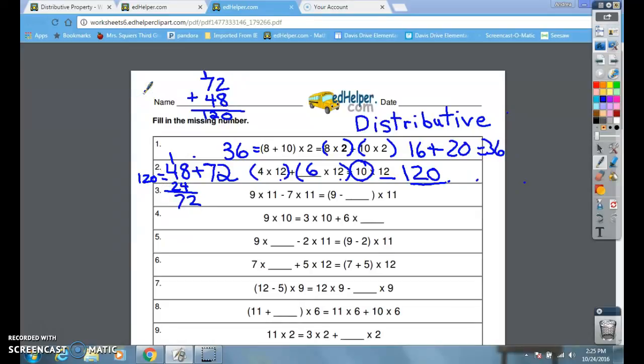So distributive property to me is the most difficult property to understand. But just take your time. Think, how can I break a number apart and then put it in parentheses and multiply it by the other number? Don't worry if you don't understand this. Do what you can. Don't get frustrated with it. Just bring the paper in tomorrow and we can work together on it.